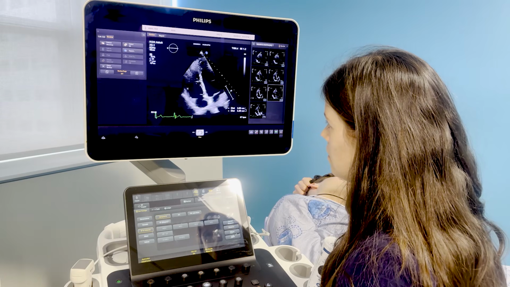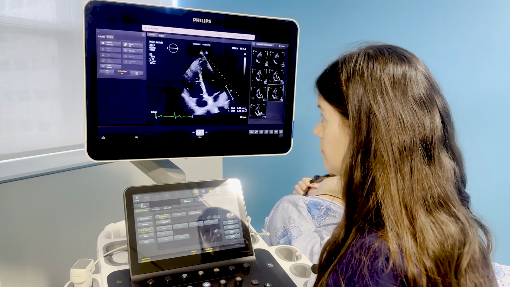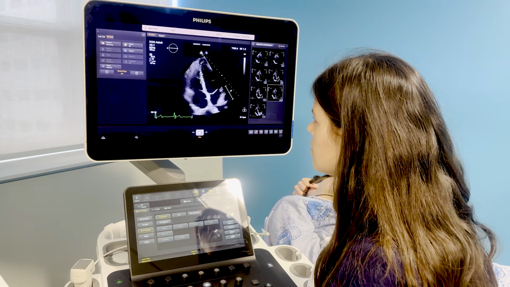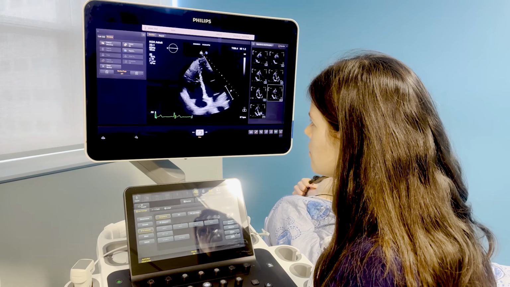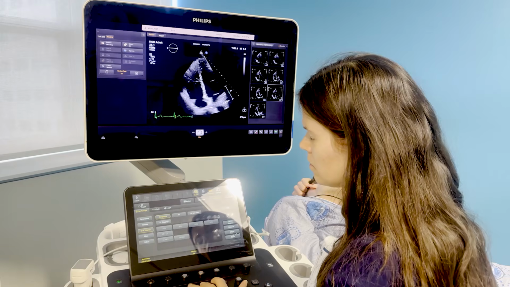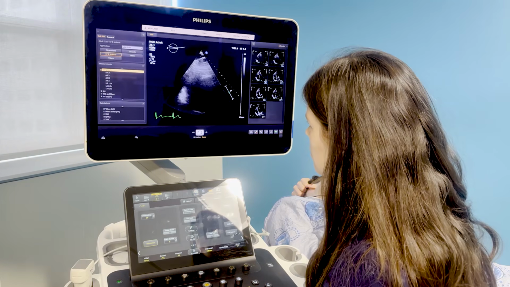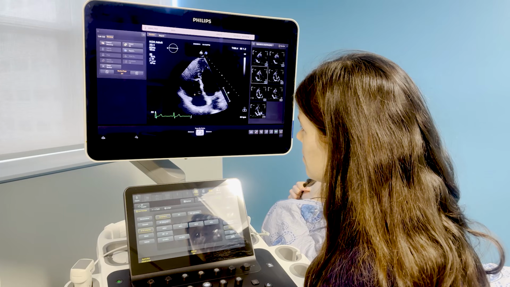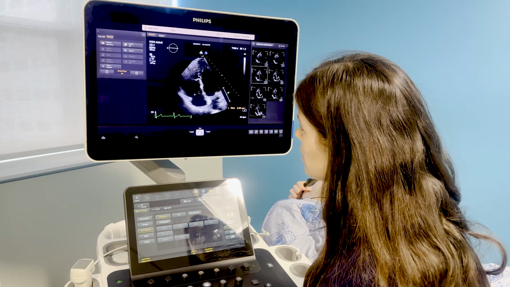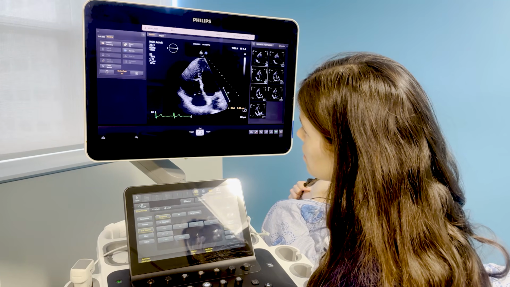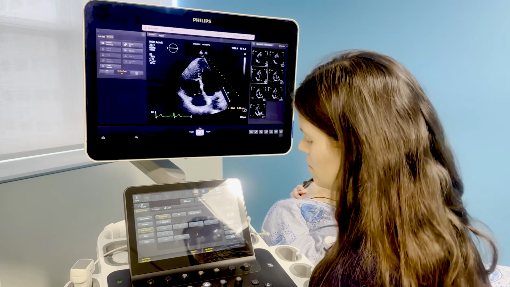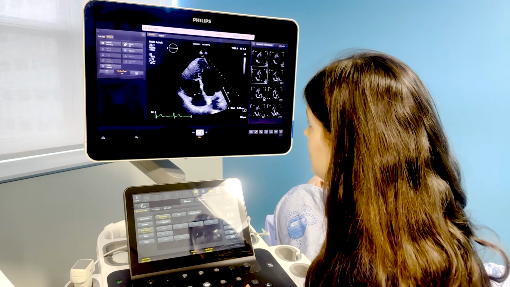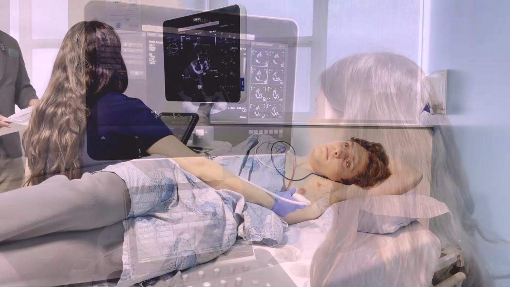Great. And can you show us the RV longitudinal dimension? I understand you're going to measure just beneath the tricuspid annulus from the midpoint to the tip of the RV apex. Probably be something like that. Okay, that sounds great.